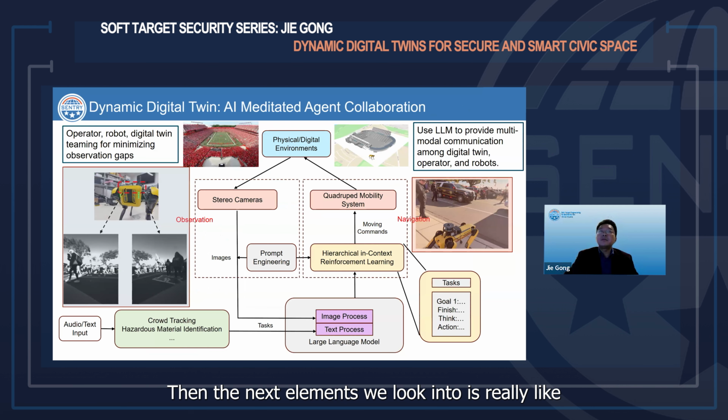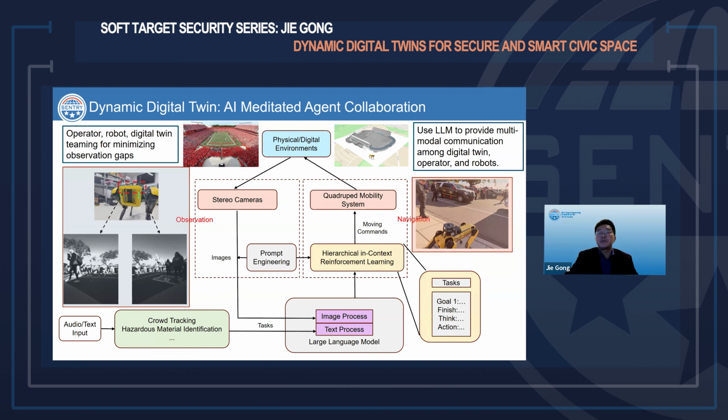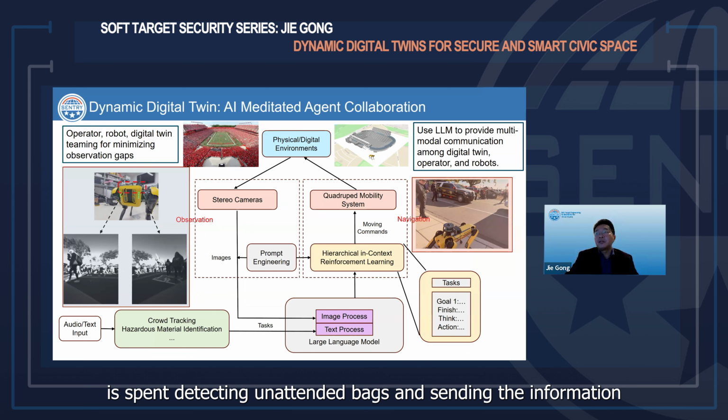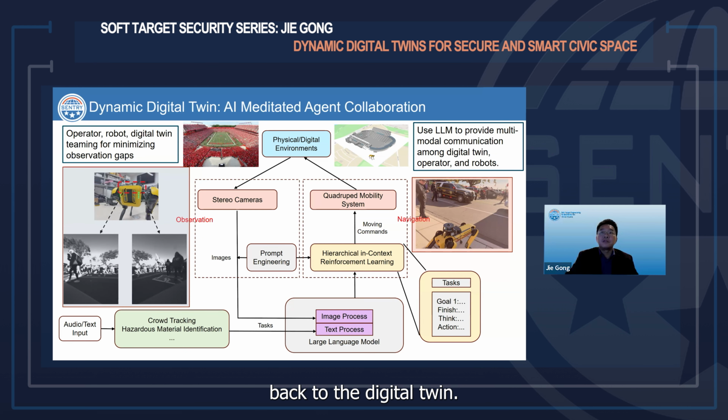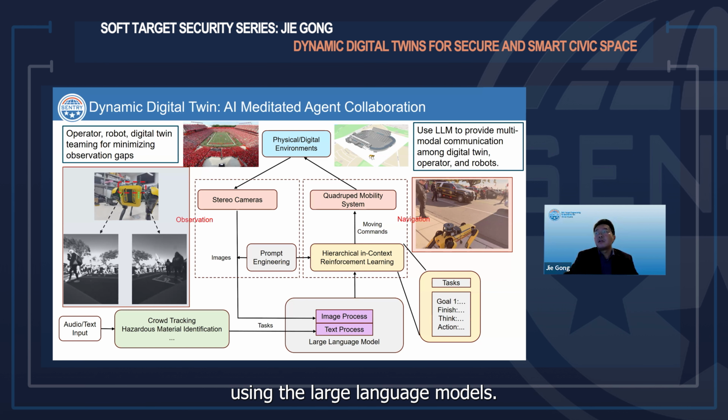Then the next element we look into is how we can increase agent collaboration between different users and operators. In this example, we look at a mobile agent at a football game, say a Rutgers game, and the operator can communicate with this platform verbally through a large language model. The robot can break down these tasks into computer vision tasks, navigation tasks, and detecting unattended bags, and send the information back to the digital twin. In this way, we enhance the model of the operator, and the mobile agents and the digital twin can work together using the large language models.